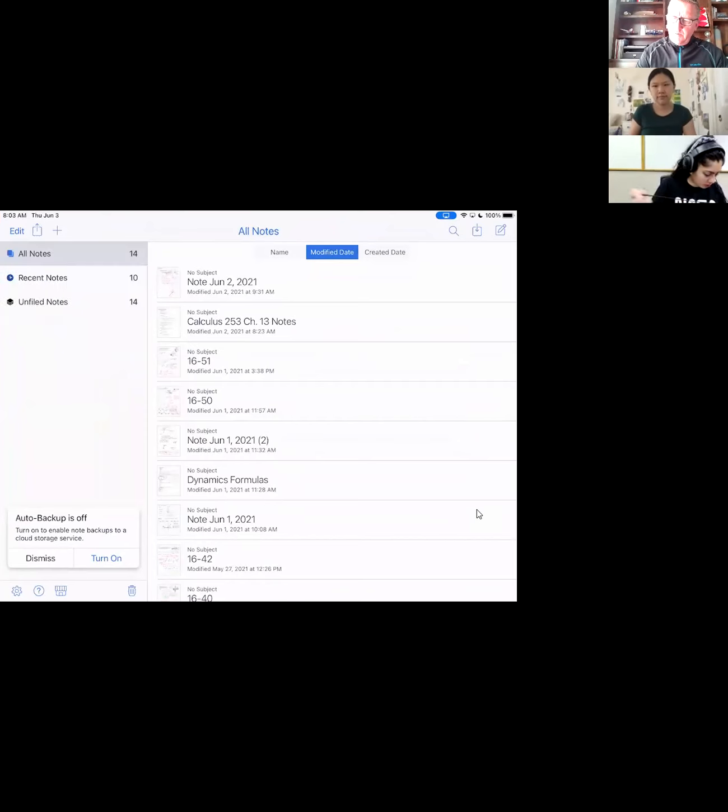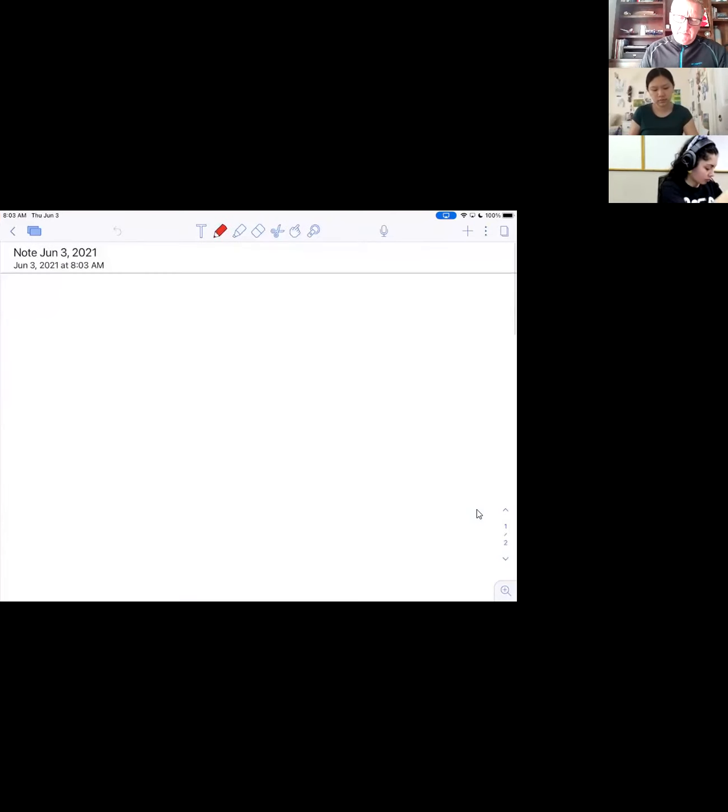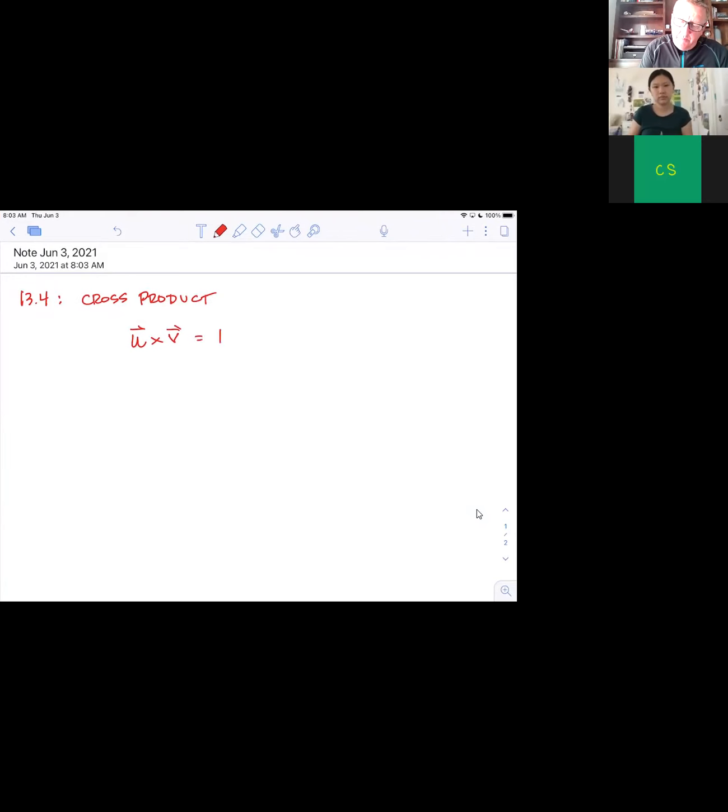All right. Let's grab a piece of paper. Rip 13.4, the cross product, which we ultimately said yesterday was that if you have U crossed with V, that is equal to the magnitude of U times the magnitude of V times the sine of the angle between those two. So that's a definition of this.